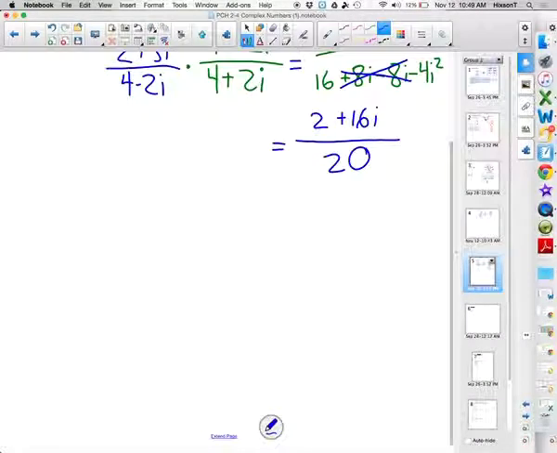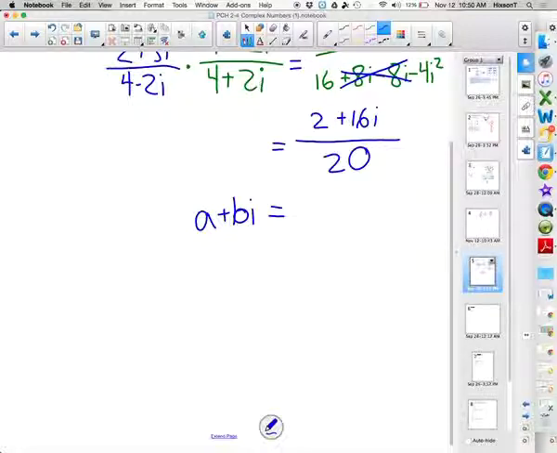Now, one other thing that I want to point out here, and this is part of standard form as well. Standard form has a little bit more to it than just saying simplest radical form or rationalized. The extra part it has is that they want that a plus bi look.